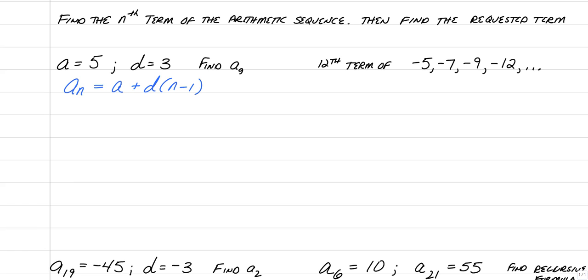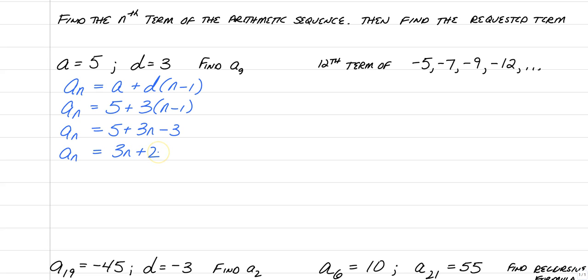Now let's get to work on the a sub n sequence, and then we're going to find a sub 9. So a sub n is equal to our initial term 5 plus our common difference 3 times n minus 1. Then we distribute the 3, so a sub n is equal to 5 plus 3n minus 3. Combine like terms: a sub n is equal to 3n plus 2. Now we have an equation that represents the nth term of this arithmetic sequence.